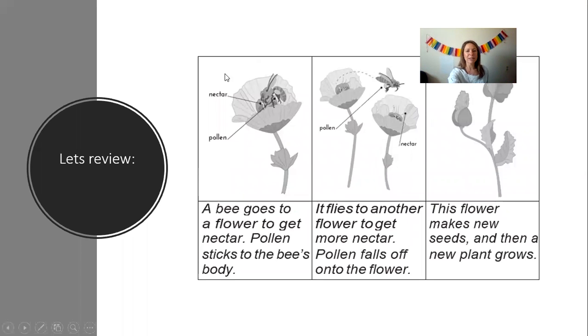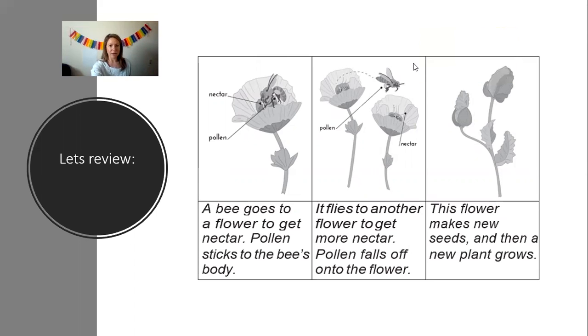And let's review exactly what happens when these animals visit a flower. So let's look at this first box right here on your screen. The first box says a bee goes to a flower to get nectar. Pollen sticks to the bee's body. It flies to another flower to get more nectar. While it's there, pollen falls off onto the flower. And the last box shows that this flower makes new seeds and then a new plant grows.